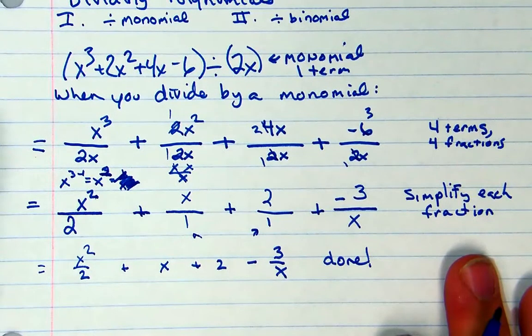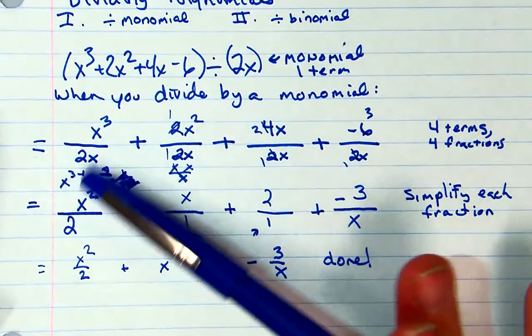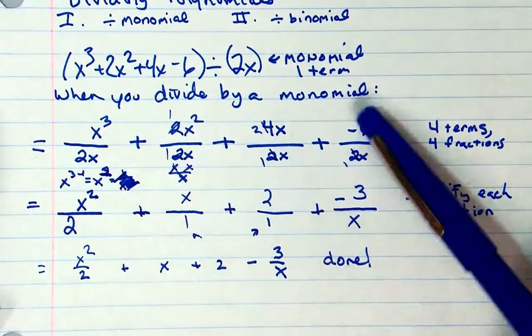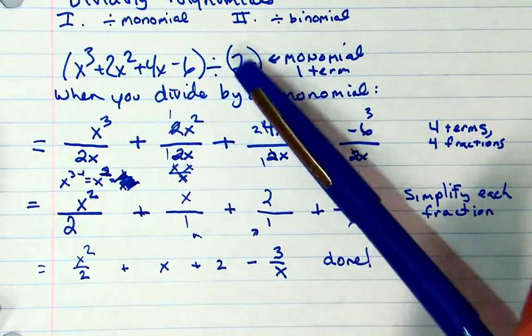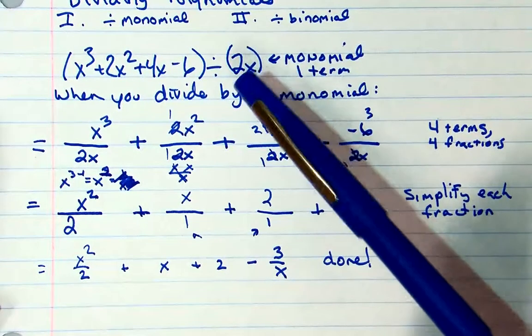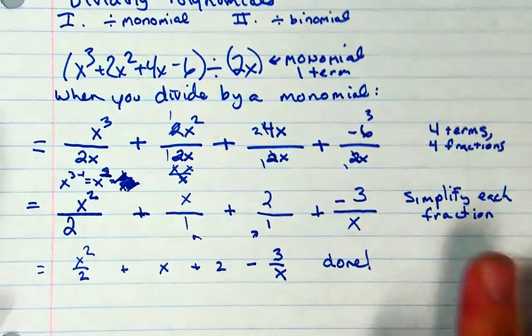Alright, so if you need to take a look at that again, rewind it, it'll be good for you. Just remember, if you have 4 terms, you're going to have 4 fractions, and they're all divided by the one monomial term that you are going to use.